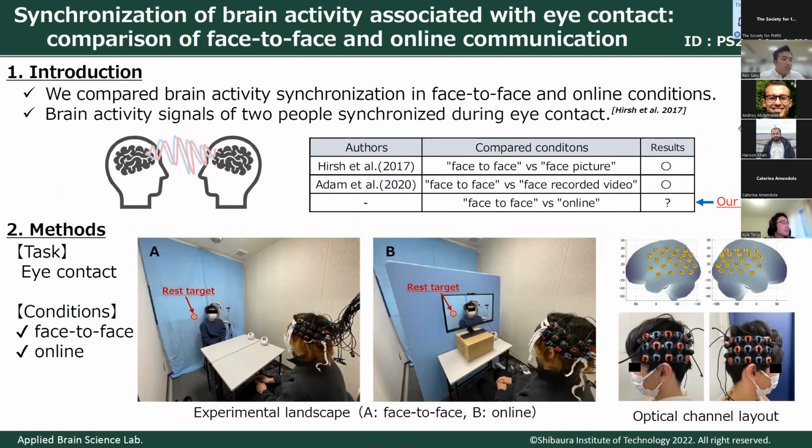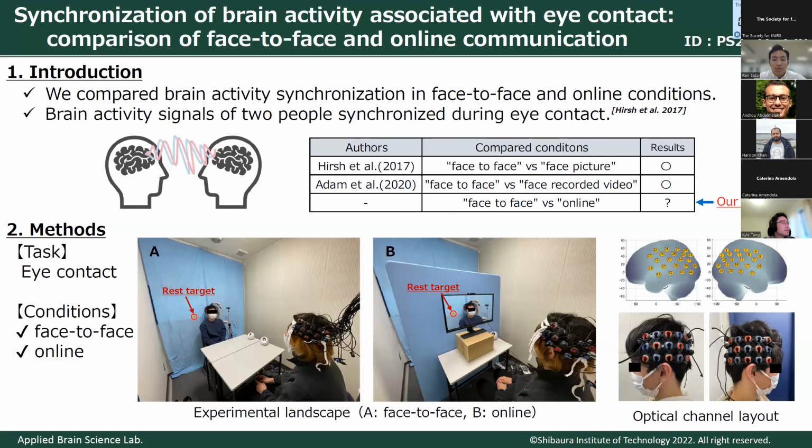First of all, since the coronavirus pandemic started, web meetings have become common. Therefore, we aim to clarify whether there is any difference in the quality of communication between online and in-person meetings from the viewpoint of brain activity. In one study, brain activity was synchronized during eye contact. No study has compared brain synchronization in direct face-to-face conditions and online communication through display conditions. Therefore, we did our study like this.